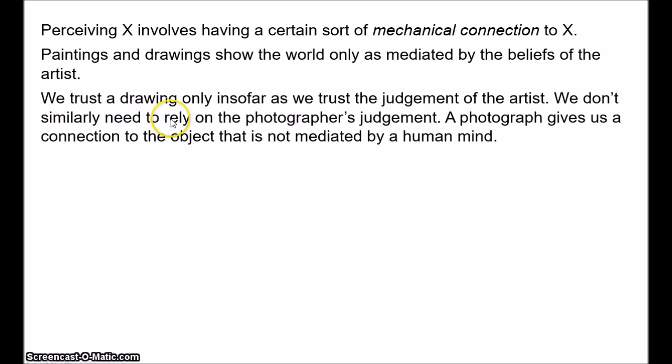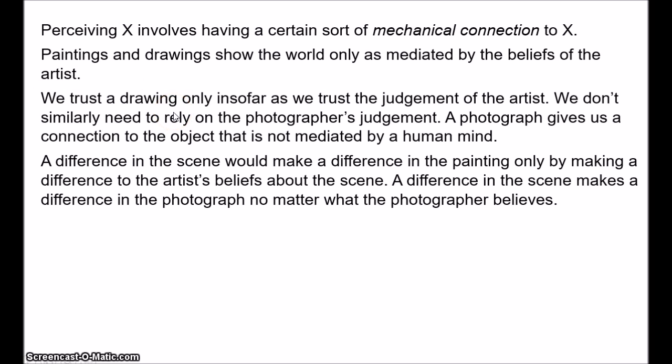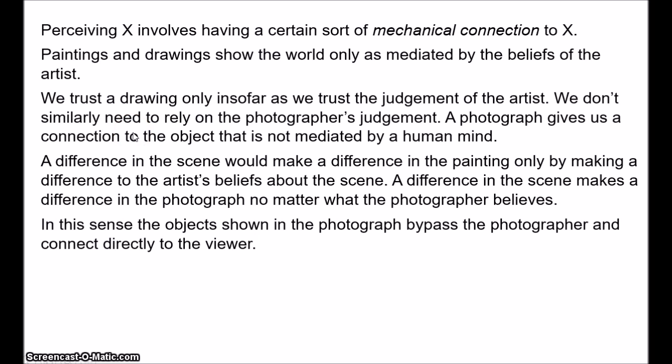But there's an important distinction here, which is that a difference in the scene would have made a difference in the painting only by making a difference in the artist's beliefs about the scene. If the tree hadn't been there, it would not have been depicted in the painting only because the artist wouldn't have believed there was a tree there. On the other hand, a difference in the scene makes a difference in the photograph, no matter what the artist's beliefs are. So the objects shown in the photograph bypass the photographer and connect directly to the viewer.